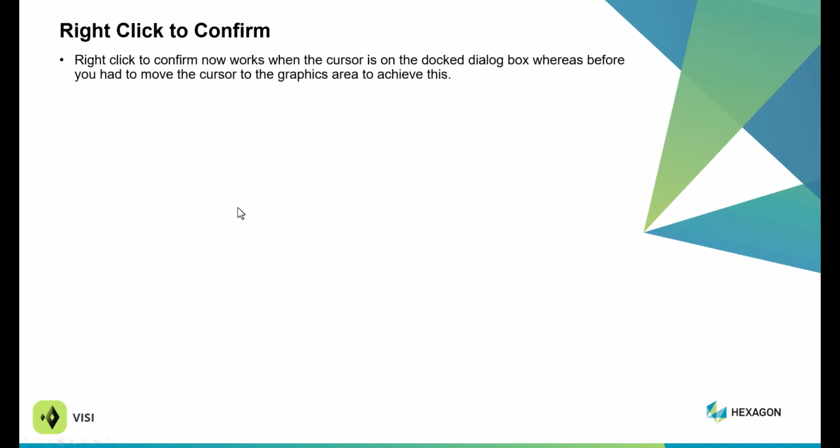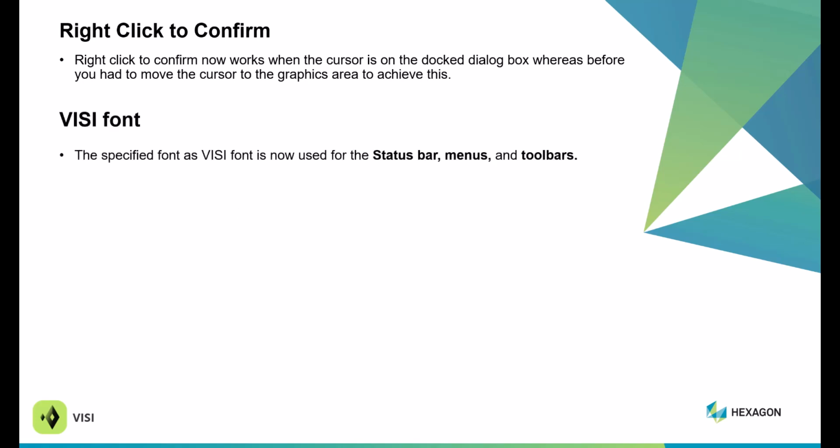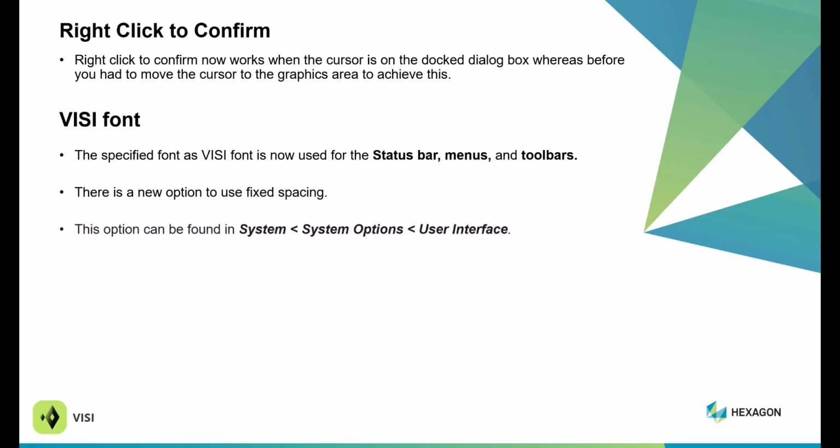Then right-click to confirm. You now have the ability to actually right-click and confirm within the dialog box that you're actually applying a command to. You don't have to have your cursor in the graphic area anymore. Within Visi fonts, you now have the ability to display the default Visi font from the status bar menu and toolbars.